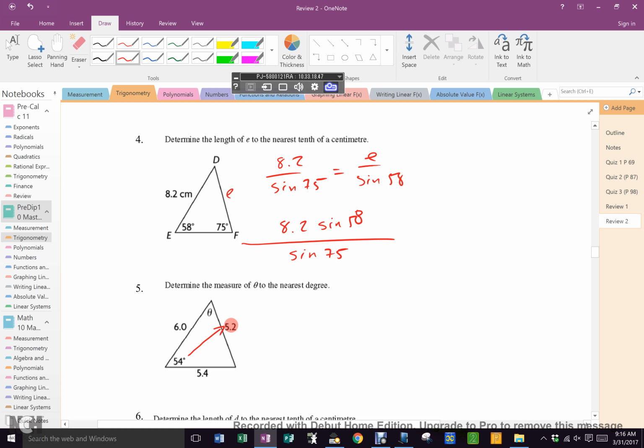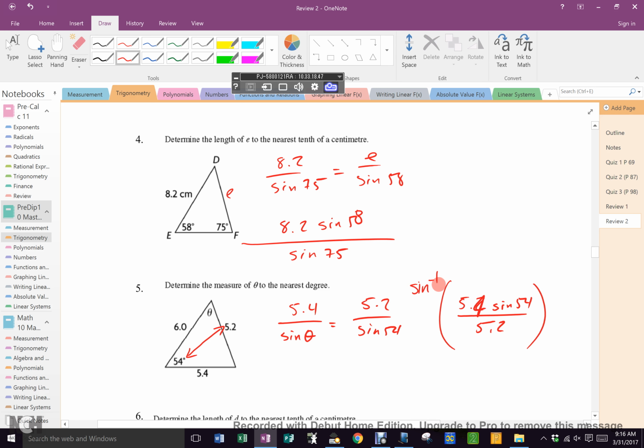What about this one? Sine law again, because you've got a pair. So I need theta. So it is 5.4 over sine theta equals 5.2 over sine 54. Do the math. Sine theta equals 5.4 sine 54 over 5.2, right? And then what do I need to do with all that? Shift sine, because I needed an angle. Everybody good?